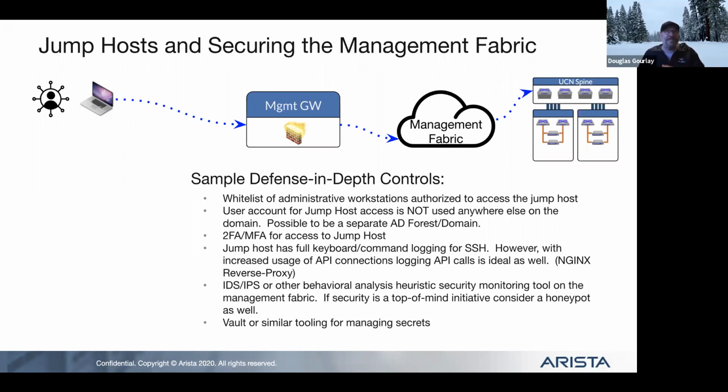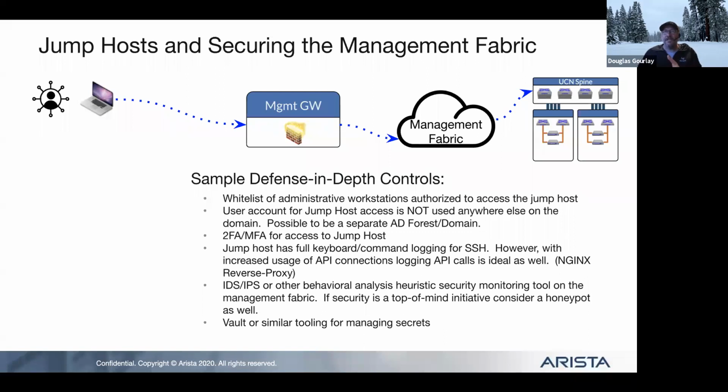Like Fred said, I could spin up an Nginx instance functioning as a dedicated API gateway if I need one, or CloudVision can function in that world as well, as the translation API gateway. I can use IDS/IPS or other behavioral analysis tools for heuristic security monitoring of traffic happening across the management fabric. And then, as Fred mentioned, I can use tools like HashiCorp's Vault for managing these secrets, these passwords and so on. So that's a non-canonical, partial list of the controls.